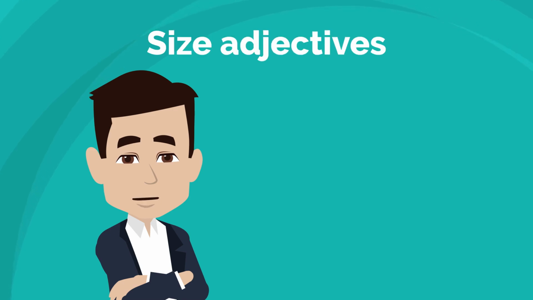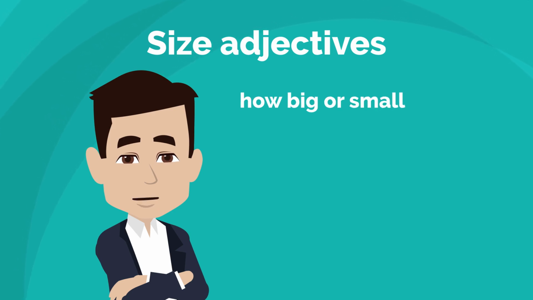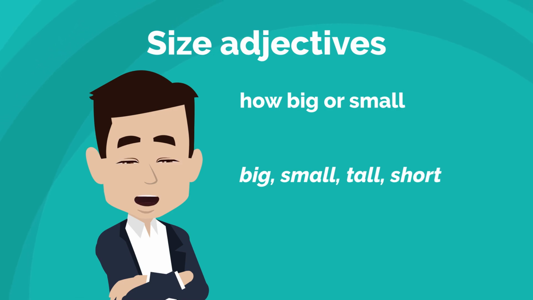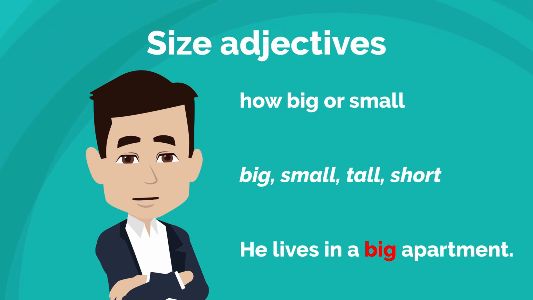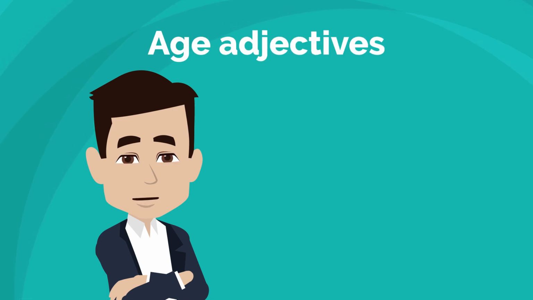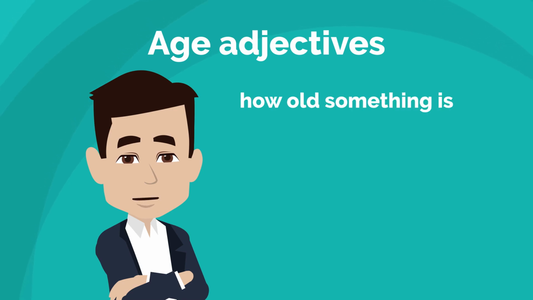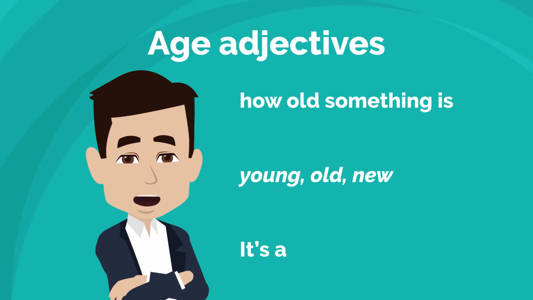Size adjectives. It is used to say how big or small something is. Some examples include big, small, tall, and short. For example, he lives in a big apartment. Age adjectives. These are used to describe how old something is. Some examples include young, old, and new. For example, it's a new phone.